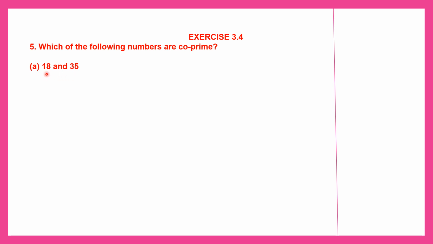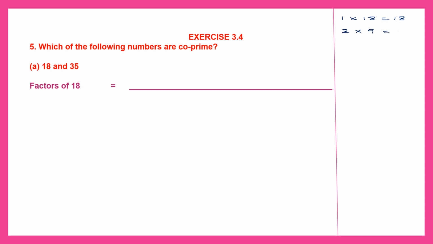So we've been given two numbers, 18 and 35. Now we have to find the factors of these numbers. First we're going to find the factors of 18. Now how do we find the factors of 18? These are numbers that multiply to give us 18. So 1 into 18 is 18. Then 2 into 9 is 18. Then let's go on to 3. So that will be 3 into what? 3 sixes are 18. So 3 into 6.